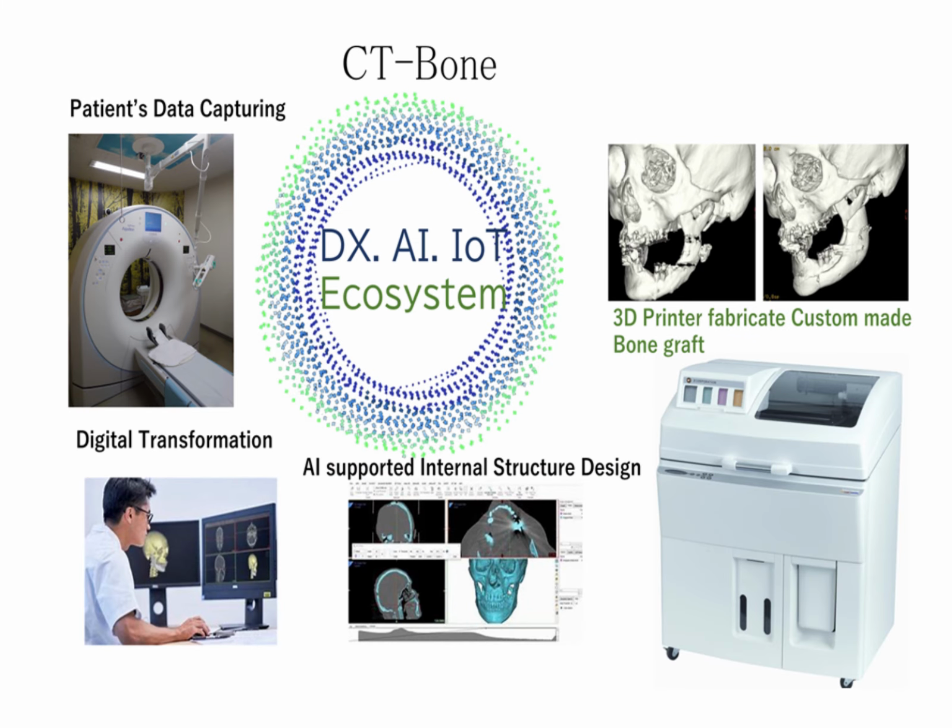After acquiring the patient's bone morphology data using a CT scanner, the design is carried out in 3D CAD software using digital transformation technologies. In particular, the internal topology structure is optimized using artificial intelligence, or AI. The completed design data is exported in STL format and used by a 3D printer to fabricate the three-dimensional structure of CT bone. Afterward, the product undergoes packaging and sterilization before being shipped to medical institutions.